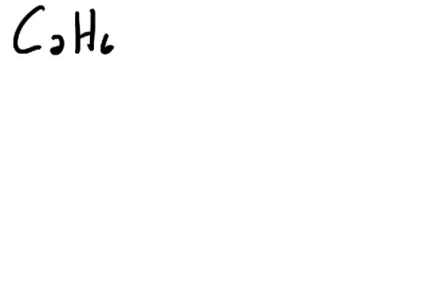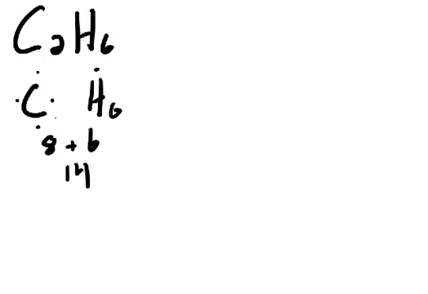C2H6. Okay, so the way that we're going to figure this out is first we're going to see how many valence electrons C has, and it has 4. So 2 of these gives us 8 valence electrons total for the C's. And then for H, we have just 6, because hydrogen only has 1 valence electron. So 8 plus 6 gives us 14, and divided by 2 gives us 7.